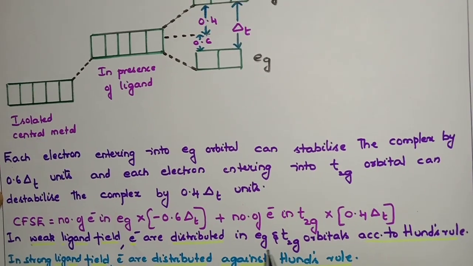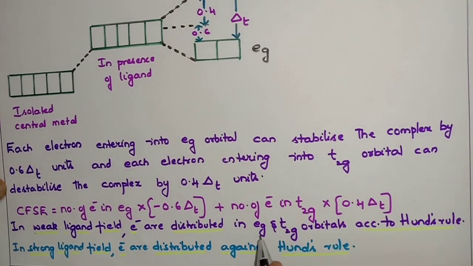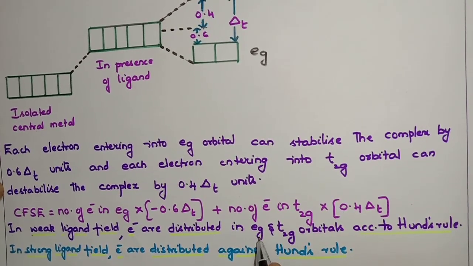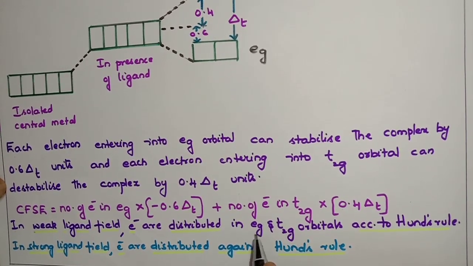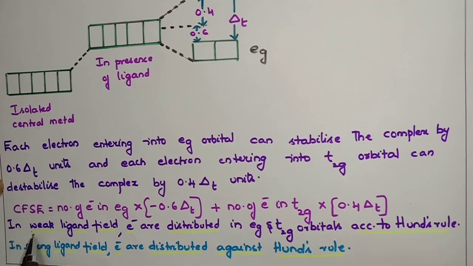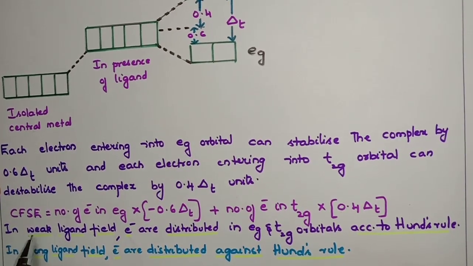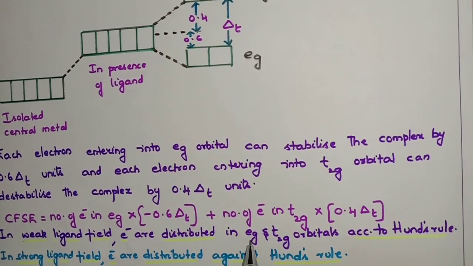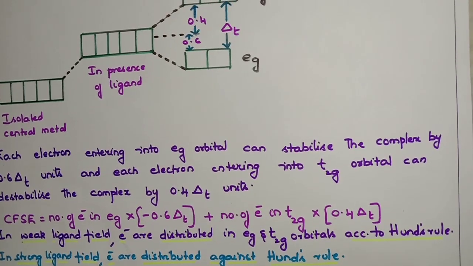So all the Eg and T2g orbitals will be filled first. Then the next electron will pair up with the first electron in the Eg orbital in the presence of a weak ligand. Okay, understood? So mark this. I have marked it here also for your information: in a weak ligand field, electrons are distributed in Eg and T2g orbitals according to Hund's rule.